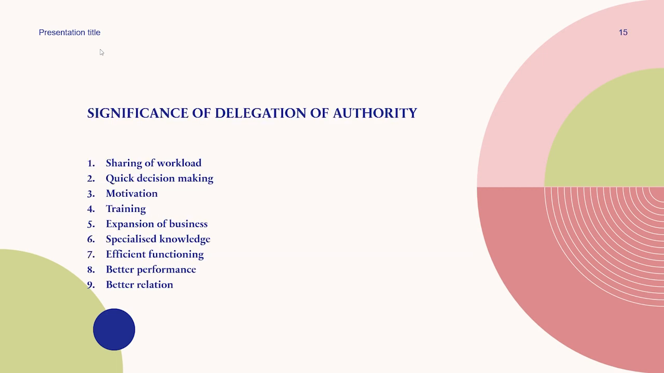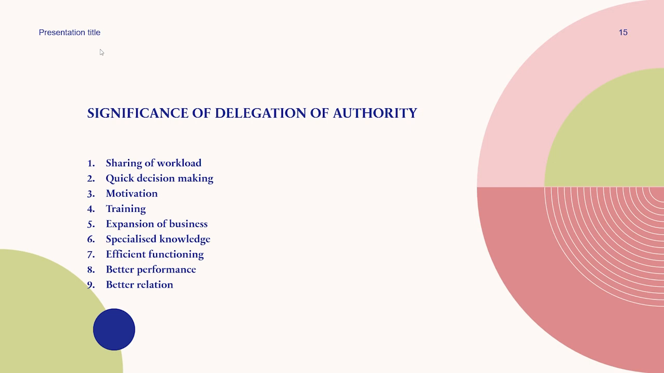Now we can study the next slide, that is significance of delegation of authority. That's very important for your exam. You have to study each and every point in detail. First one is sharing of workload. Delegation lightens the burden of executives by assigning the routine matters to their subordinates. Thus, the executives can concentrate on more important matters.